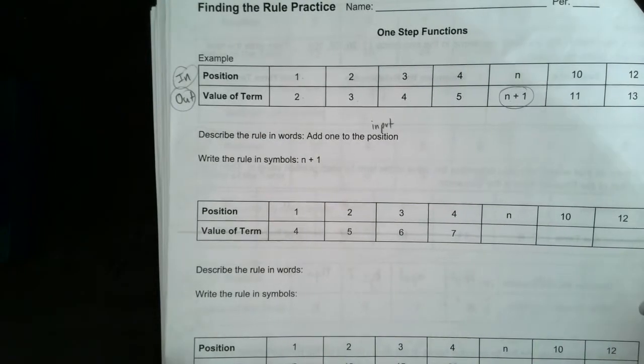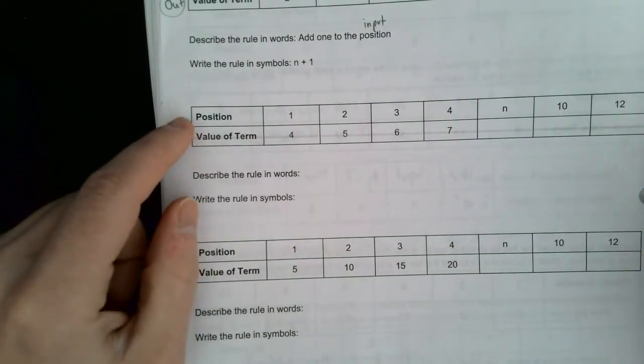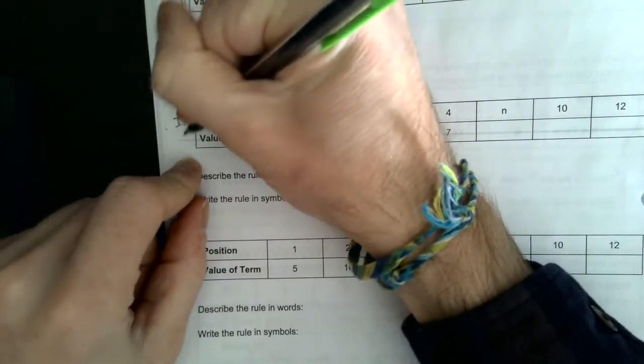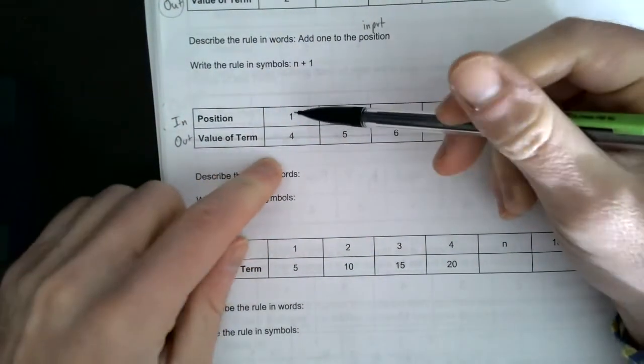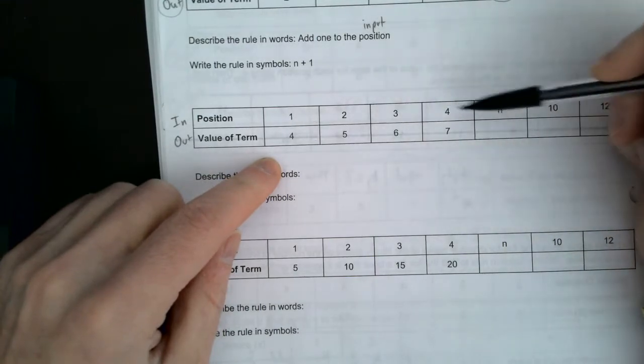All right, so we're going to try a couple of these, and I'm going to have you try one, and then we're going to look at 2-step functions. This is a 1-step function. Okay, so let's take a look at this. We have the input here. Here's the output. 1, then 4, 2, 5, 3, 6, 4, 7.